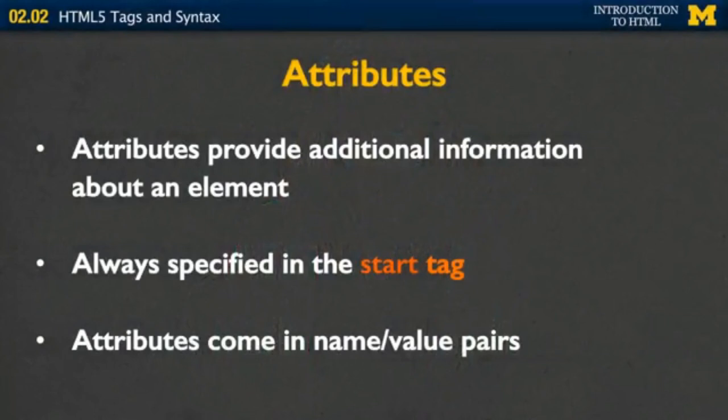So I mentioned before with the lists that tags can have attributes. Attributes provide additional information about an element. Sometimes they're absolutely necessary, sometimes they're just supplemental. The important thing to remember is that attributes are always specified in the start tag in the beginning. And attributes come in a name-value pair.